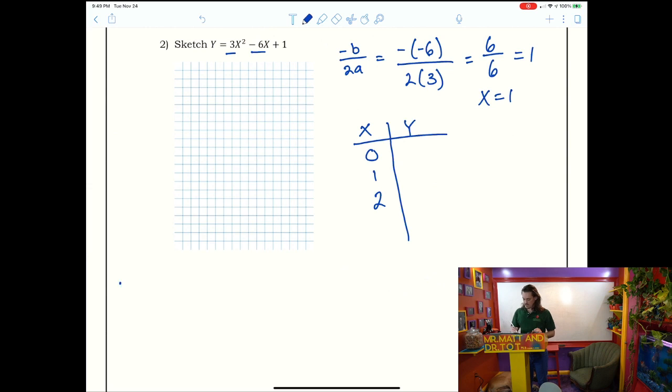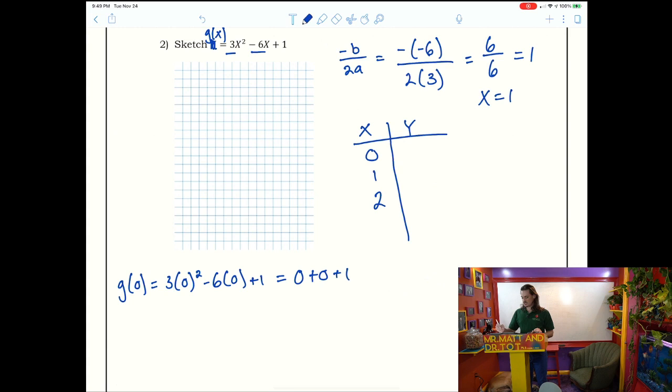So actually, instead of f of x, let me call this guy g of x. And so if I evaluate g of 0, then we're going to get 3 times 0 squared minus 6 times 0 plus 1. 0 squared is 0. 0 times 3 is 0. Negative 6 times 0 is 0. So we're going to have 0 plus 1. That's just 1. So when x is equal to 0, y is equal to 1.